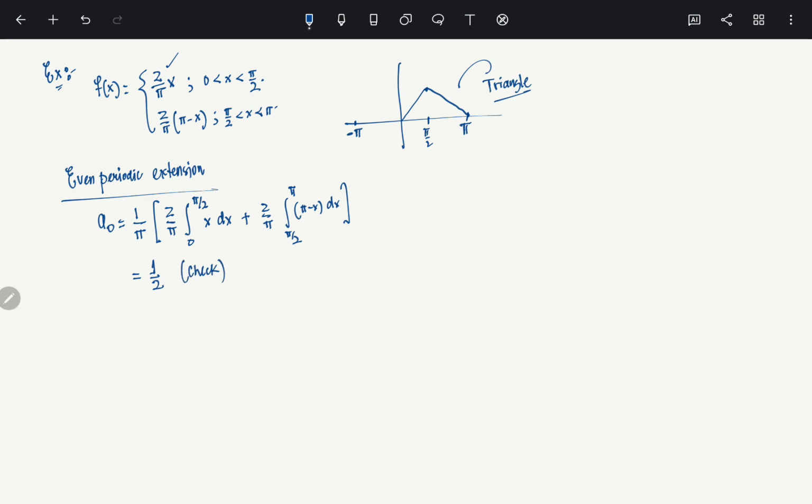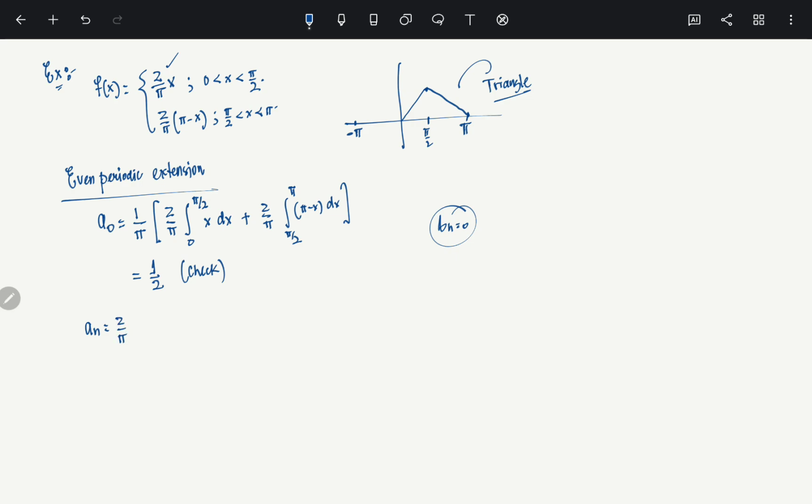Yeah, but essentially this is basic integration, right? You can of course handle this part, so please do that. Okay, what about the a_ns now? What about the b_ns? The b_ns are going to be 0, right? The b_ns are going to be 0 because this is an even extension, so it's a cosine series. Yes. What about the a_ns? So this is going to be 2 by pi.